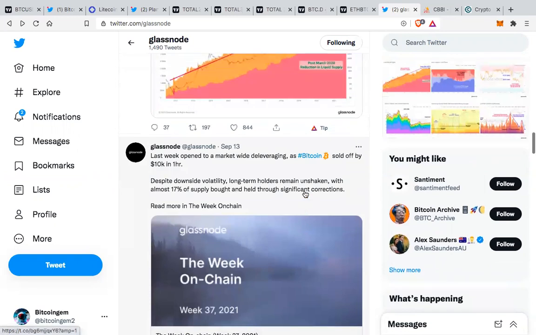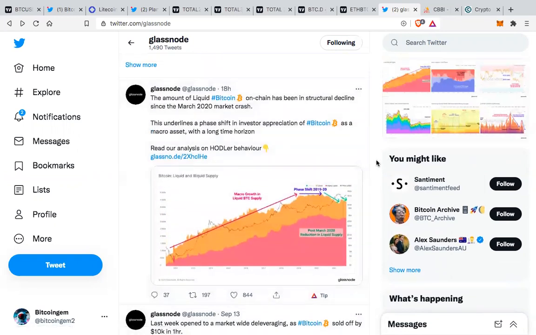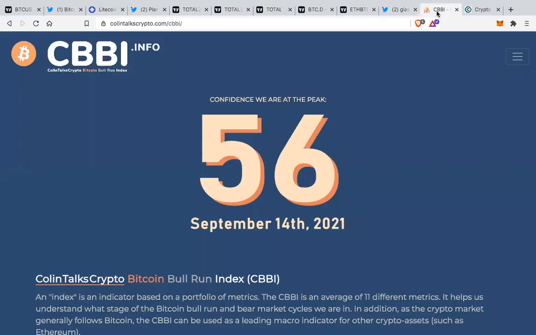So, if Bitcoin is bullish, the total altcoin market will also be bullish in the long term. So it's very important for you to understand this. Now, if you look at the CBBI index, we had discussed it in detail in Bitcoingem Live Show episode 2. If you haven't seen it, watch it.